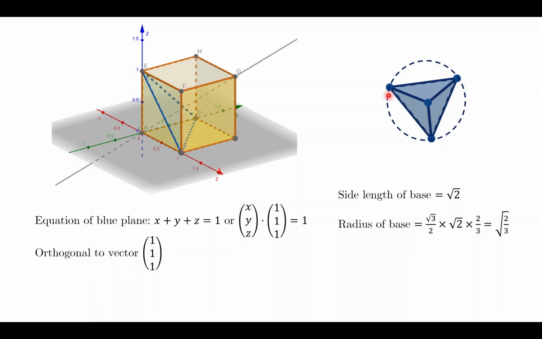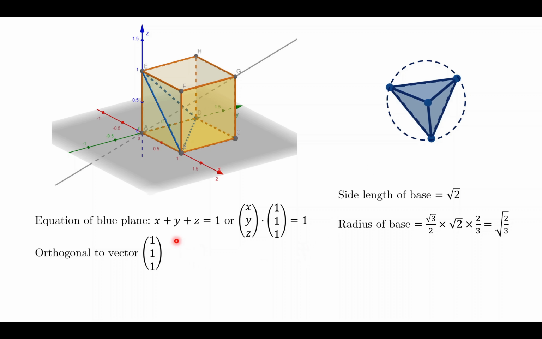So the circle has area pi r squared, where r is this. But to find the volume of the cone, we still need the height of the cone. So to do this, we're going to find the coordinate of the centroid, which is where the axis pierces the blue triangle.